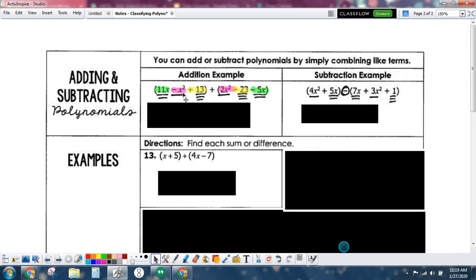Now make sure you are writing your final answer in that standard form. So you have, since these are only x's, that doesn't matter. We're going to look at the exponent. The 2 exponent needs to come first, and then just the x to the first, and then the constant number.